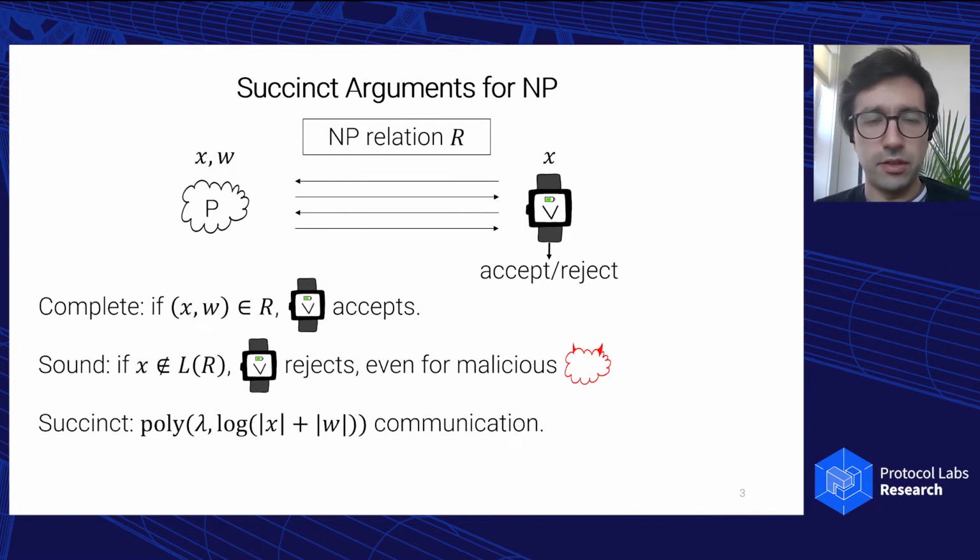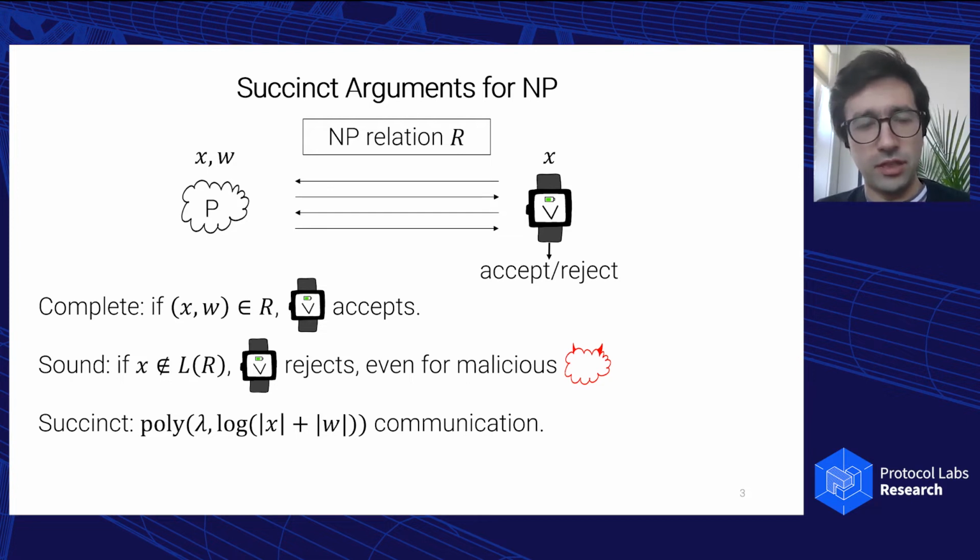We want three properties from succinct arguments. The first two are properties you really want from any proof system. If (x, w) is in the relation, then if you run the honest prover, the verifier should just accept. Soundness says that if there is no w such that (x, w) is in the relation, then the verifier is going to reject, even if the prover is malicious. So no matter what the prover does, if the verifier has an x which has no corresponding witness, then the verifier will reject with high probability.